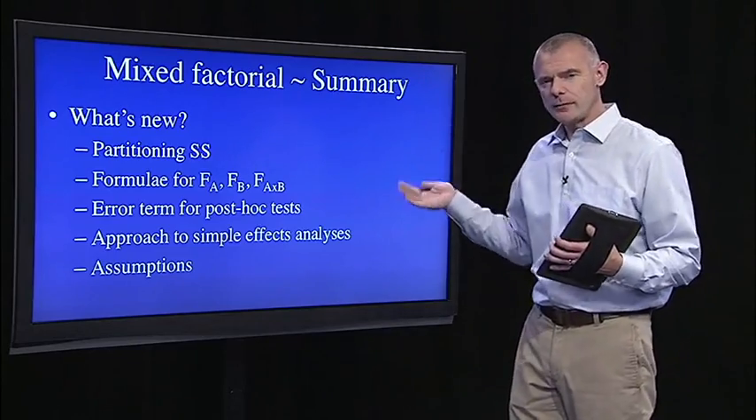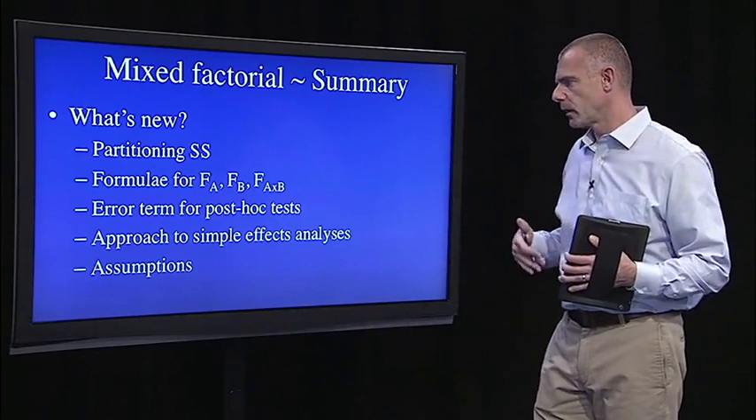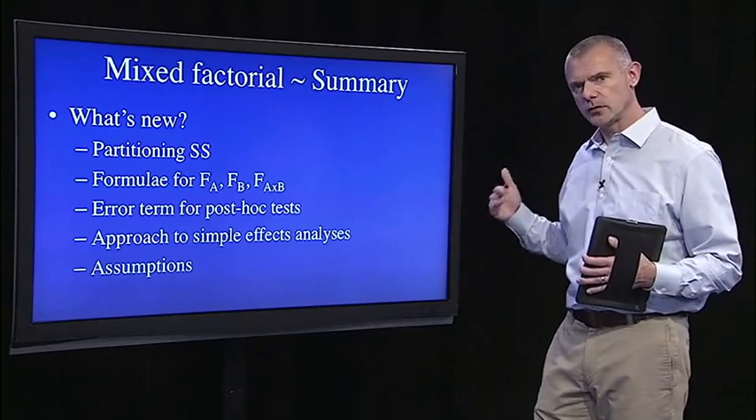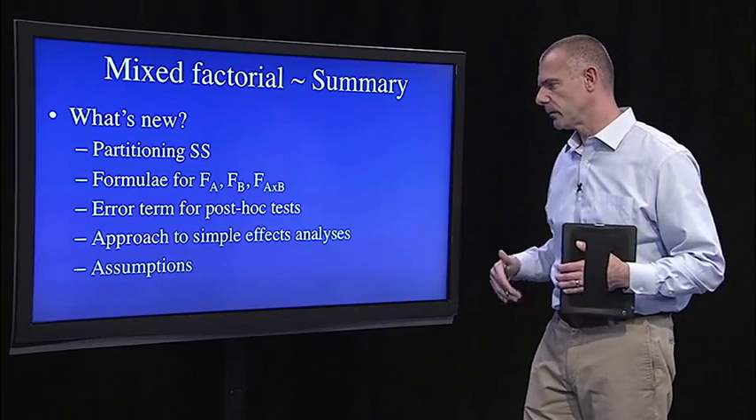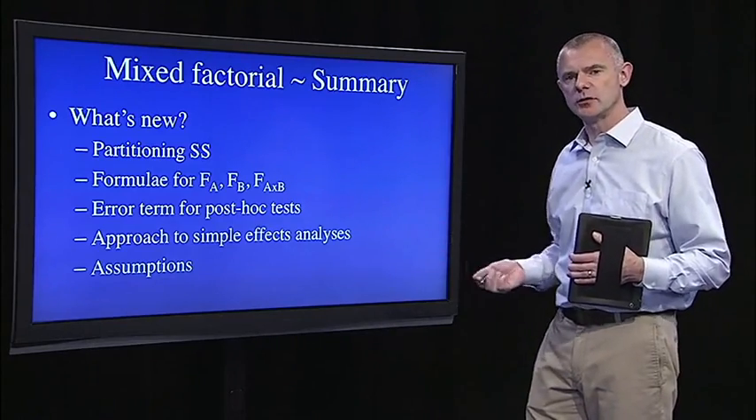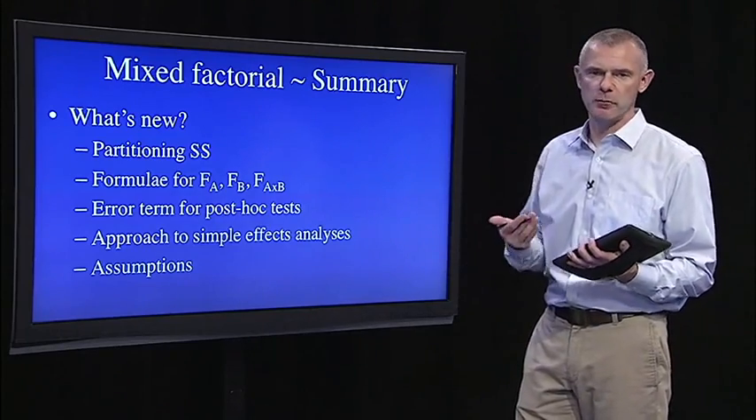The formulas change slightly, but there's still just 3 F ratios because we're just dealing with a factorial ANOVA. Again, be careful about your error terms for your post-hoc tests, and be careful about your approach to the simple effects. And then remember, there's one new assumption, that's the homogeneity of covariance, and we can test for that using Box's test.